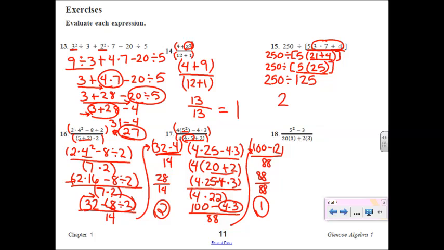And the last problem, the parentheses down here are just meaning that we're multiplying. So the first thing I'm going to do is the exponents on top, the 5 squared. So I'm going to write that as 5 squared is 25 minus 3 on top. And then I'm going to rewrite the bottom just to remind us that it's being multiplied. That's all the parentheses mean. 20 times 3 minus 2 times 3.